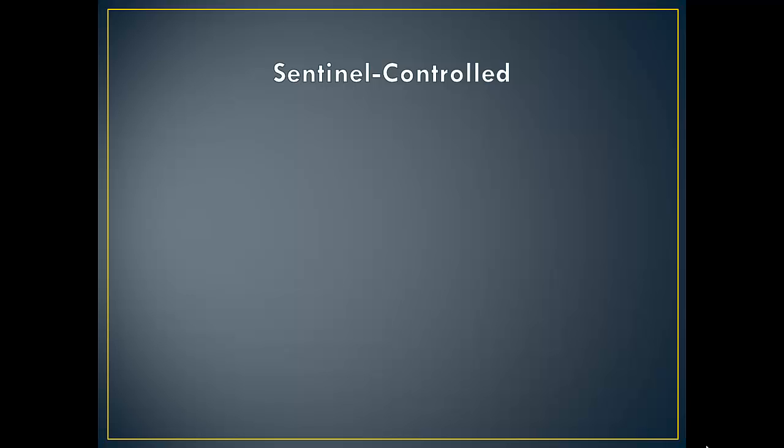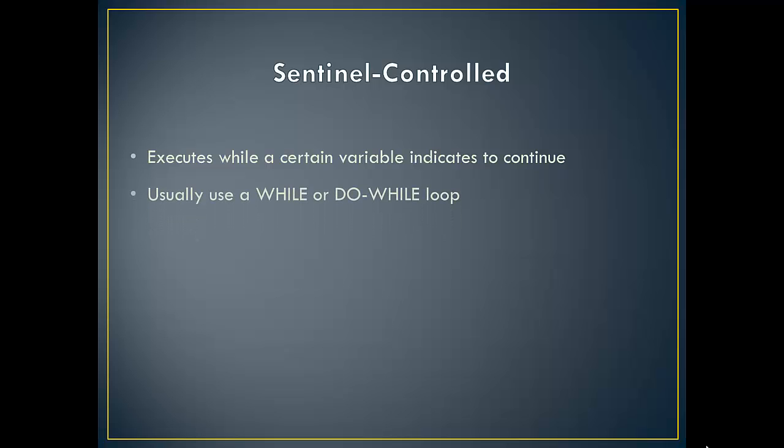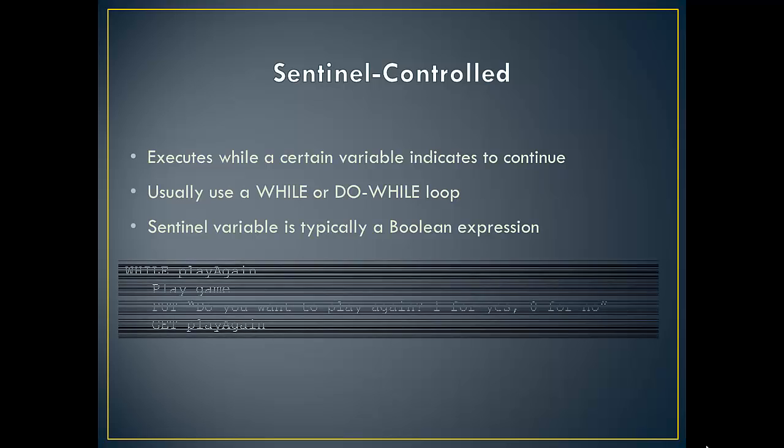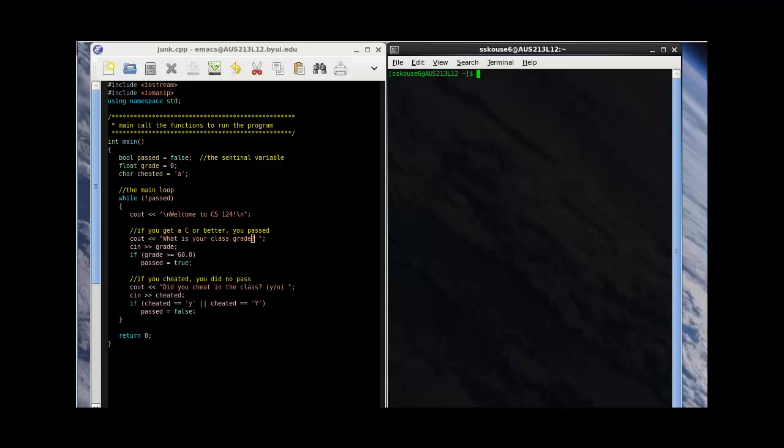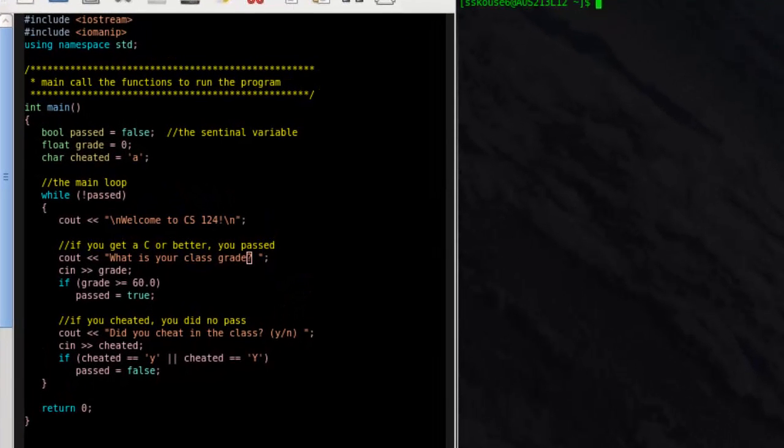In a sentinel-controlled loop, we use a variable to determine if the loop is going to continue looping or stop. The variable acts as a sentinel or gatekeeper for the loop. Usually, the sentinel uses the while or do-while loops, where the sentinel variable is a Boolean statement. In this example, play again is a Boolean variable. As long as the user enters a non-zero value, the loop continues. When the user puts in a 0 to stop playing, the variable play again is false, and so the loop terminates. This program is very similar to the example you're given in your book.